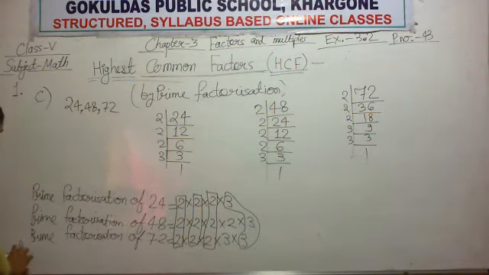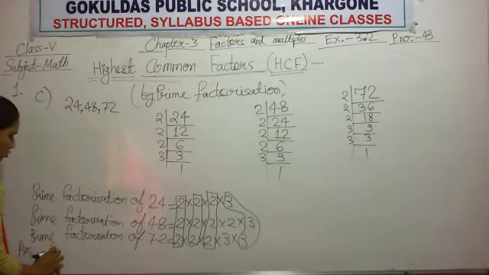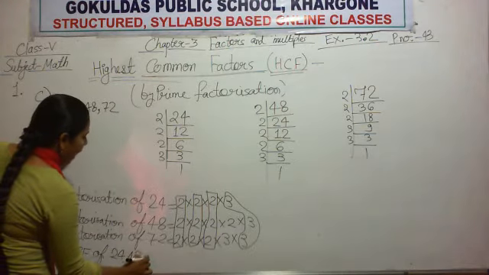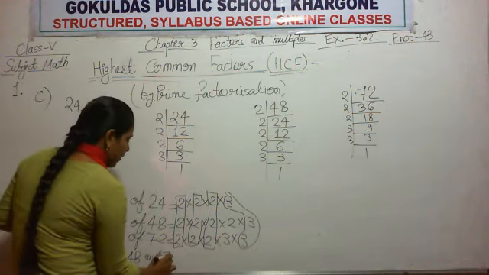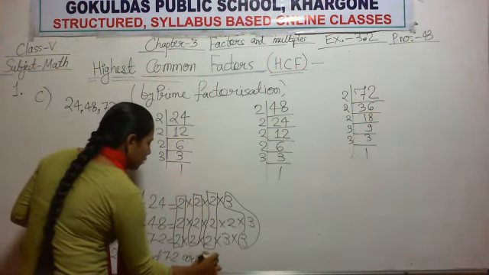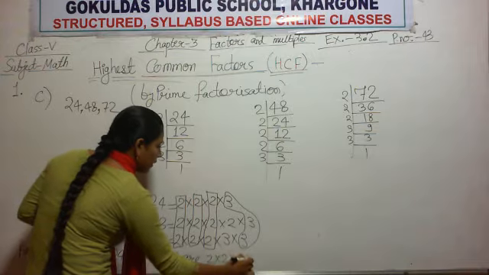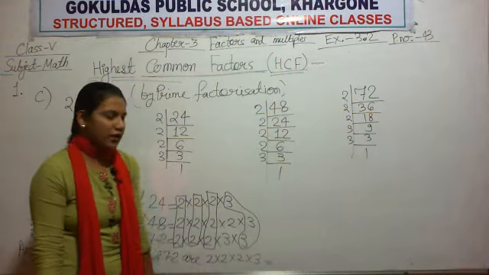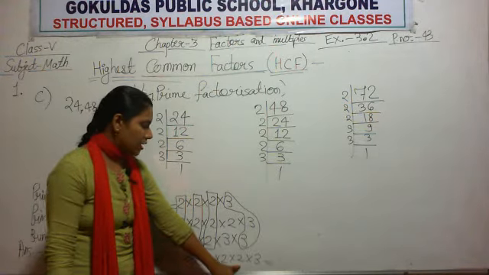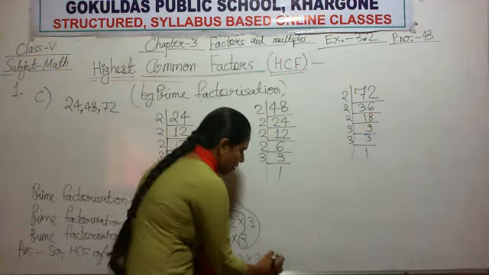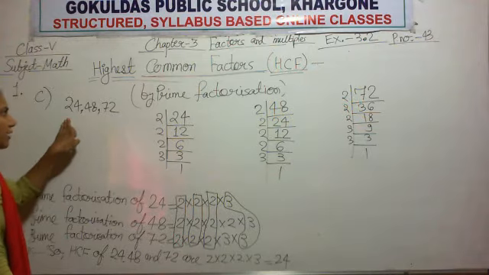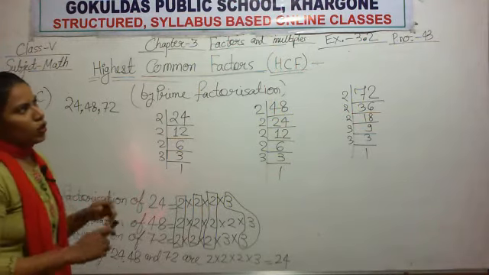Okay. So your final answer will be, HCF, highest common factor of 24, 48 and 72 is 2 multiplied by 2 multiplied by 2 multiplied by 3. And when you multiply all these, you get the final result. 2 2s are 4, 4 2s are 8, 8 3s are 24. So 24 is the HCF of 24, 48 and 72.